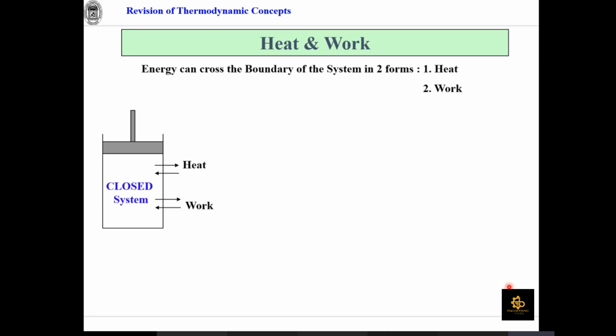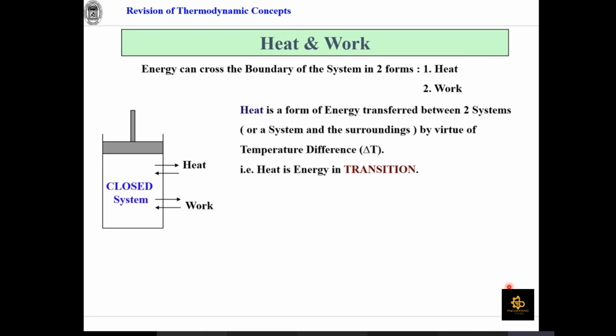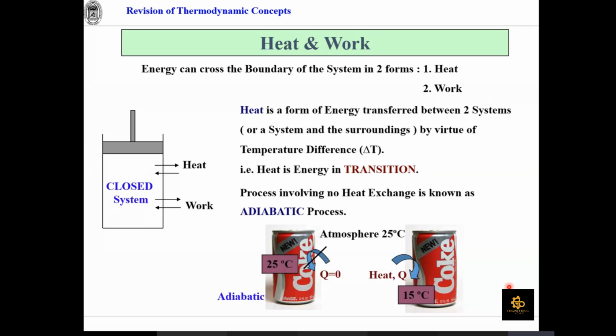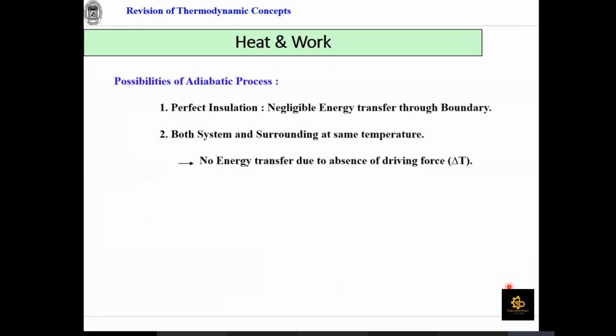Okay, good. So heat and work is also one of the familiar things that we most commonly see. There are two forms of energy crossing the boundary of a system, in terms of heat and work, and we come across these many times in this course. Heat is a form of energy transfer between two systems by temperature difference, and heat is energy in transition.